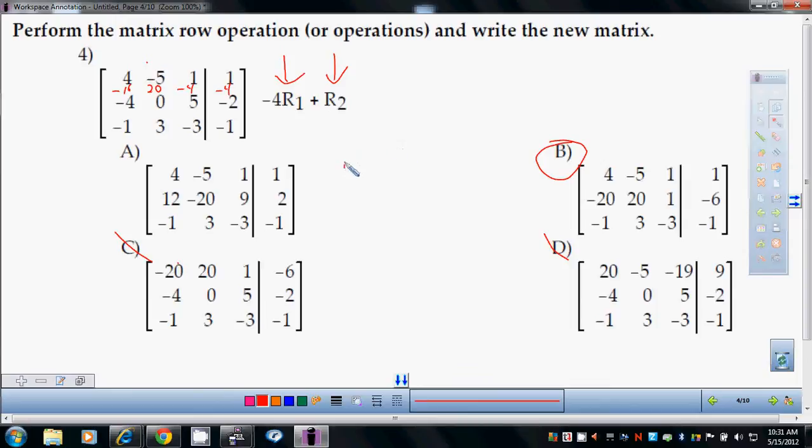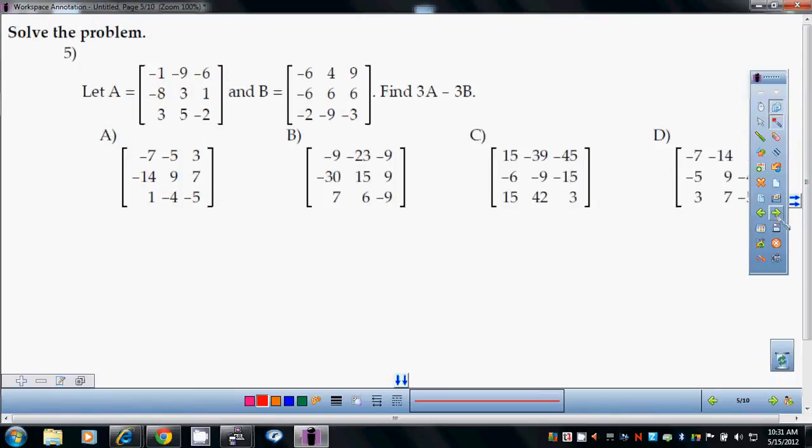It's always the second one. Always the second one. Well, that's why we're doing this. Questions? No? All right. Good. Number 5.